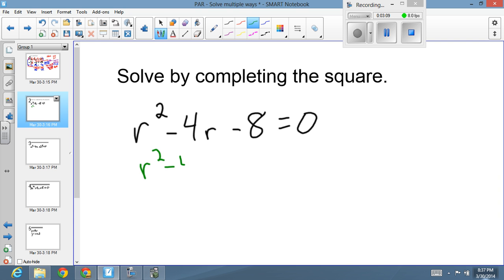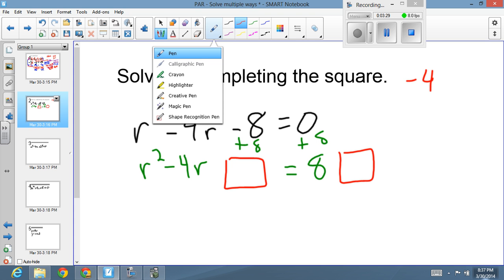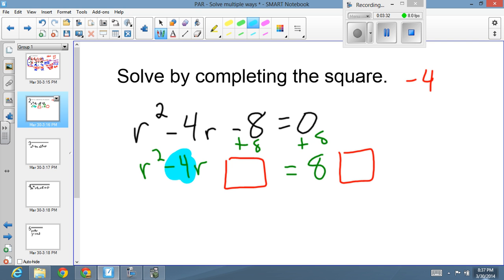Basically, you want to leave this part here. I'm going to add this, move it over here, so that I have a blank space here to complete the square. Now, when I complete the square, I have to do it to both sides. How do I know what completes the square? I take the middle number, negative 4, I cut it in half, which would be negative 2, and then I square it. And negative 2 squared is a positive 4. Positive 4. I do that to both sides.